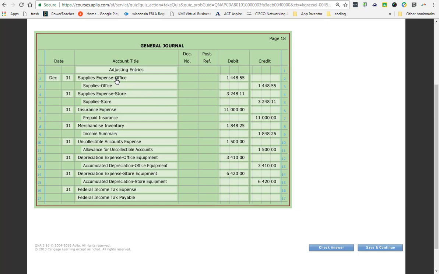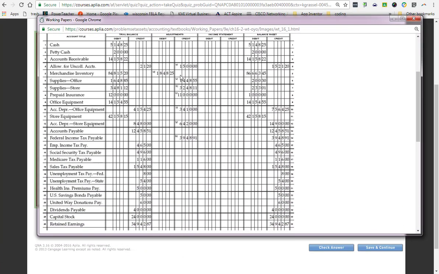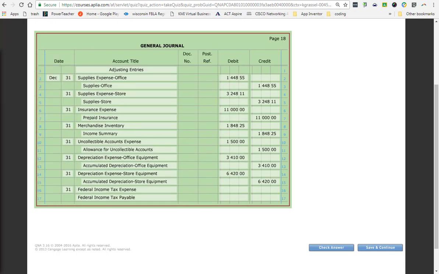Okay, so I remembered incorrectly. It is not listed in A, B, C, D, E, F order. You really need to list them in the order that they're on the worksheet, which makes it a lot easier because you can't read the little letters. So what does that mean? The very first one does need to be allowance for uncollectible accounts. Your second one is going to be merchandise inventory. You just got to figure out what account goes debit and credit. So I apologize.